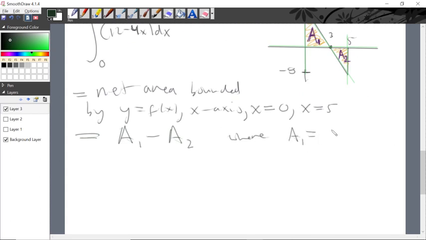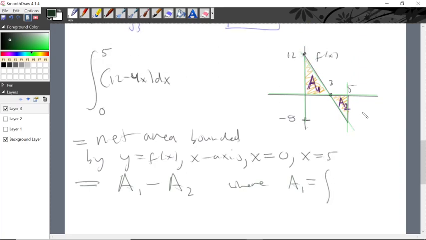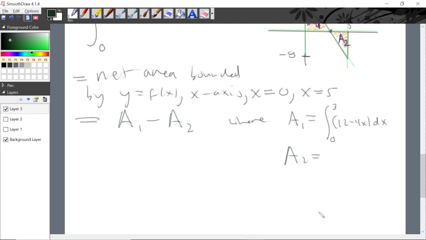Can we write that area as an integral? A1 is the integral from 0 to 3 of the function 12 minus 4x dx. And A2, we're interpreting now as an area. A2 is not just equal to this integral, but is equal to the absolute value of this integral, because this integral itself is going to be negative. How do you write this as an integral? It is the absolute value of the integral from 3 to 5 of 12 minus 4x dx.